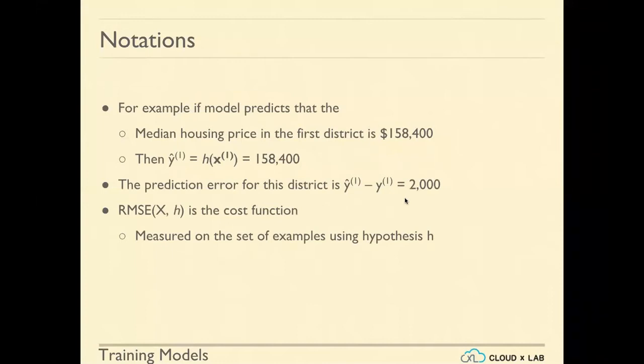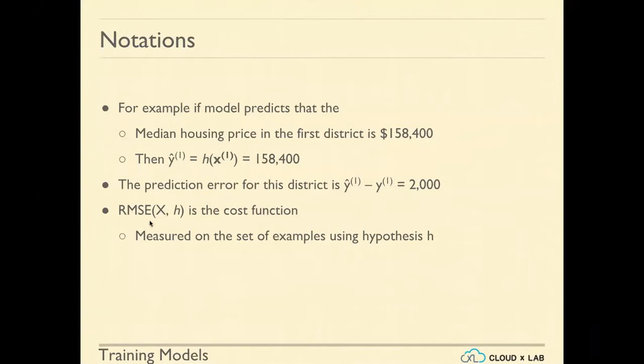So if the model predicts that the median house price, which is the label, in the first district is this, y hat i is going to be 158,400. So we came up with some hypothesis function and we fed the first row. So the first record, y hat 1, is this. First prediction. The prediction error is y hat 1 minus y1.